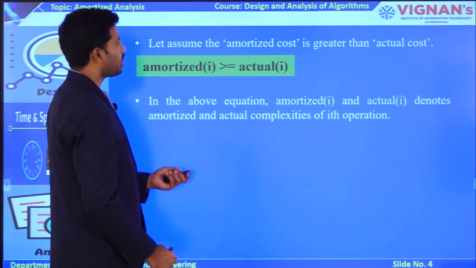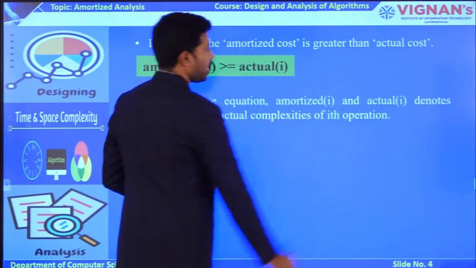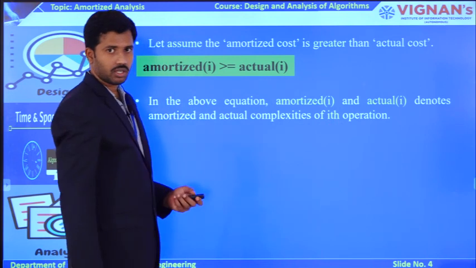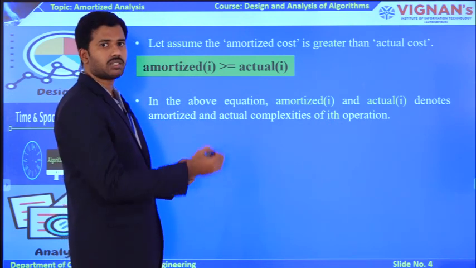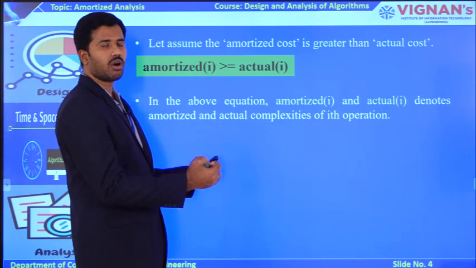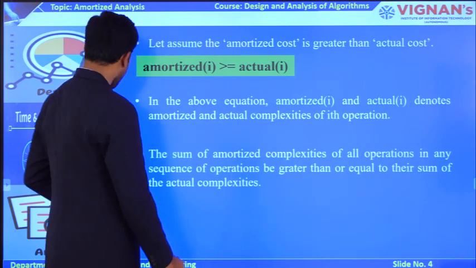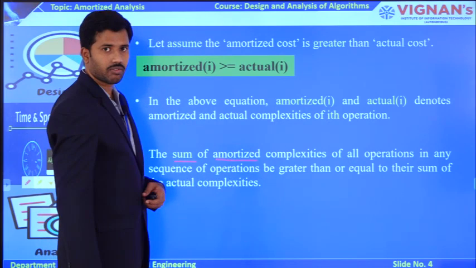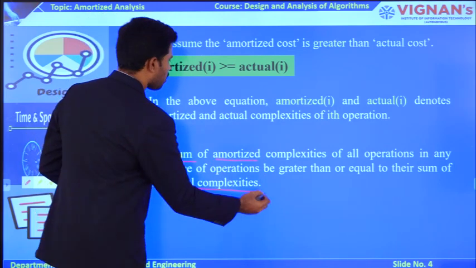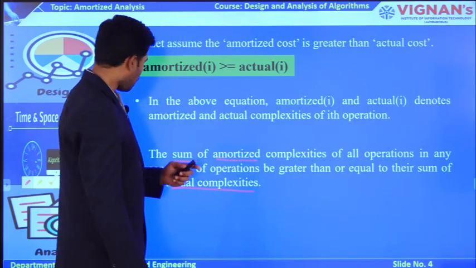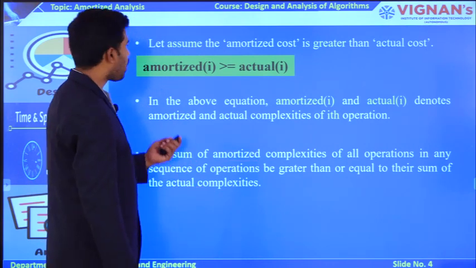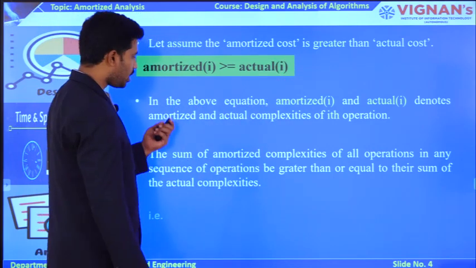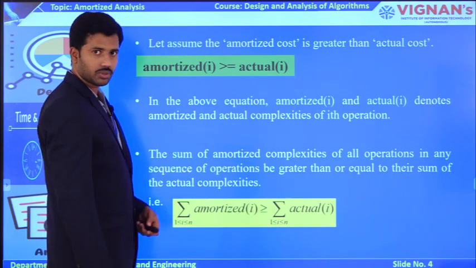So in the above equation, amortized of i as well as actual of i denote the amortized cost and actual cost for only the ith operation. Now to get the amortized cost as well as actual cost for all the operations, ultimately you need to apply a sum. So you need to apply the sum on amortized complexities for all the operations as well as actual complexities for all the operations. Ultimately you require sigma now. So if I apply sigma on amortized of i as well as actual of i, my mathematical equation is going to look like this.